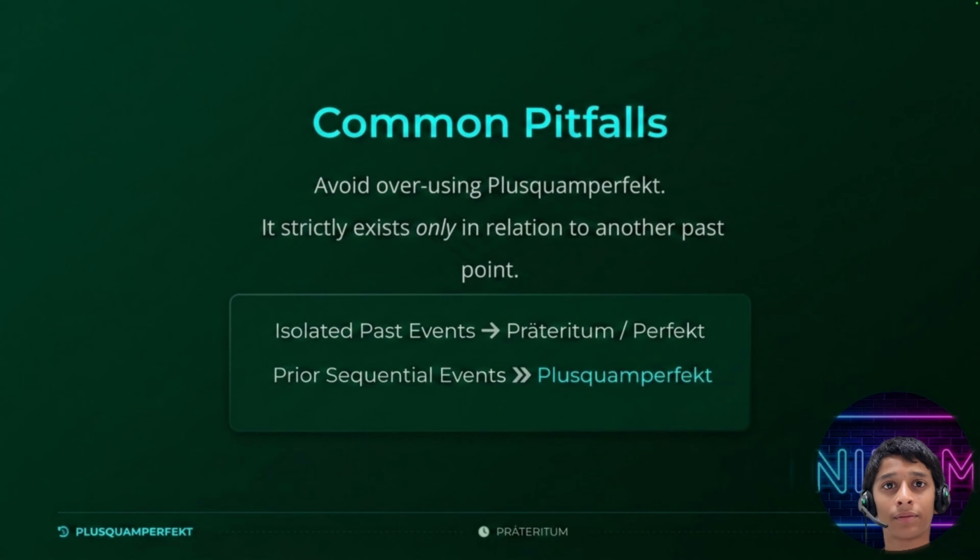Let's talk about the single biggest mistake learners make: overusing the Plusquamperfekt. Remember our golden rule from earlier. This tense only exists in relation to another past point. If you are just describing an isolated event with no sequencing involved, stick with Präteritum or Perfekt. Only reach for the Plusquamperfekt when you specifically need to show that one event happened before another one you are also mentioning. A simple gut check: ask yourself, would I insert the English word had here, and does it change the meaning? If yes, Plusquamperfekt for you. If plain simple past would say the exact same thing, you probably don't need it.